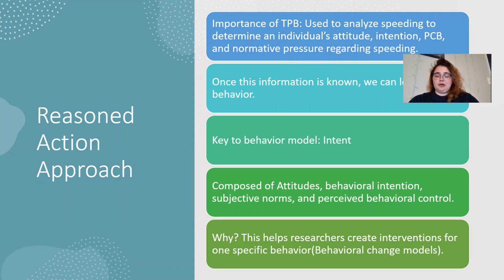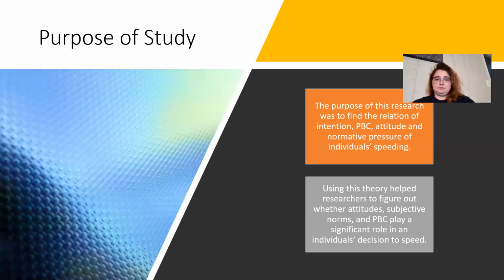Why do we use this model? Well, this helps researchers create interventions for one specific behavior rather than a larger group of behaviors. So, in this situation, speeding is one small behavior, whereas a general larger behavior would be traffic accidents.